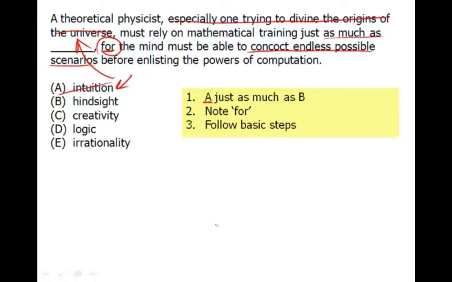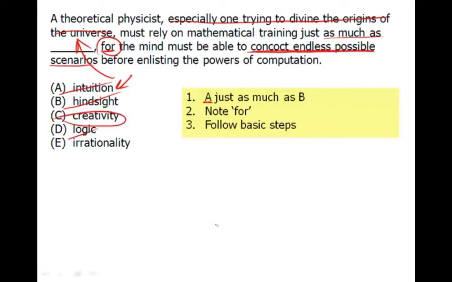Hindsight is a trap here because you're thinking, oh, the origins of the universe, you have to look back. But here you just want a word that means being able to come up with many different ideas. Speaking of which, coming up with many different ideas, there it is. You need to be creative. Logic, another trap answer because math is involved. Oh, math and logic. But again, these are our keywords here.